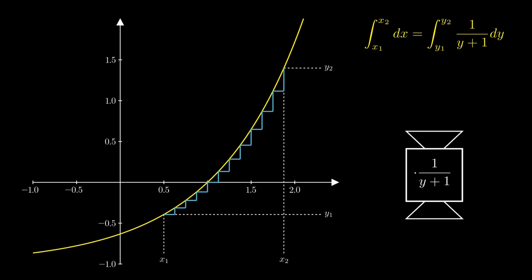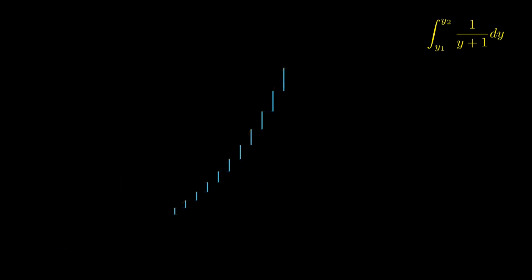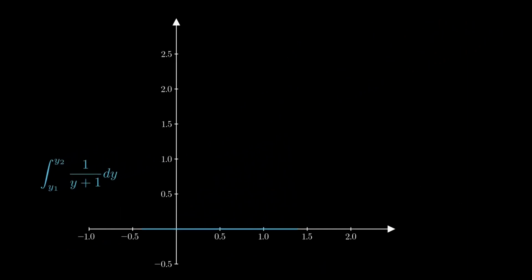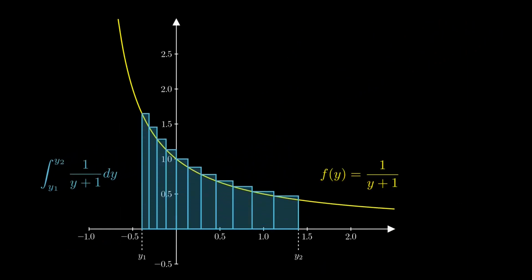To make it clear that what we're doing here is integration, we could even visualize this sum of products as the area underneath the curve 1 over y plus 1 from y1 to y2. You'll notice that the area of each rectangle is equal to dy times the corresponding 1 over y plus 1. The sum of these rectangles, the total area, is what we want to find.